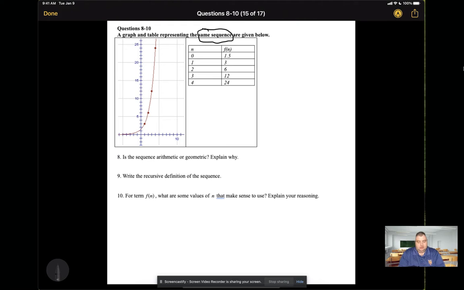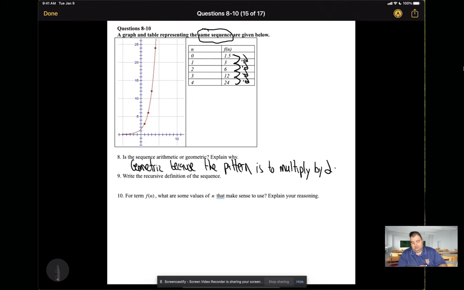Explain why. So let's look at my terms. I go from 1.5 to 3 to 6 to 12 to 24. This looks like doubling to me. I'm doubling each time. So is this sequence arithmetic or geometric? It's definitely geometric. Why is it geometric? Because the pattern is to multiply by 2 each time.